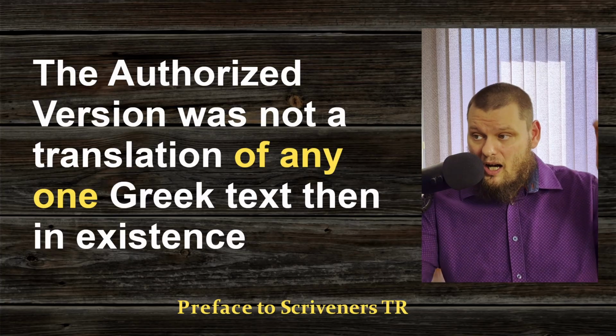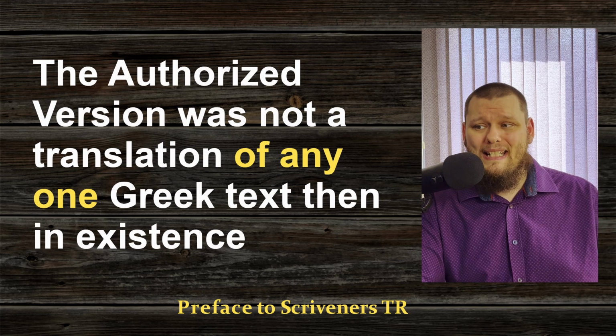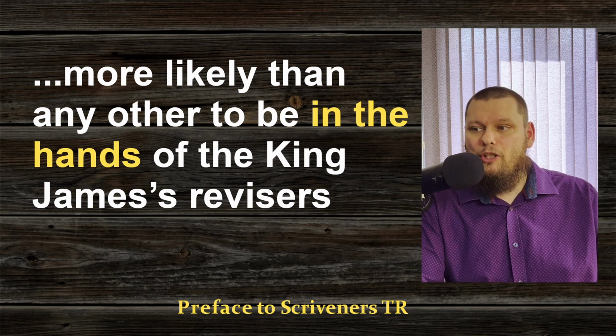Okay, and it's that according to those involved, the Authorized Version was not a translation of any one Greek text then in existence. Again, that's from the preface to Scrivener's 1881 edition. I think it's the 1904 Cambridge edition, actually, or the 1904 printing by Cambridge. It was also noted in the text that Beza's 1598 text was, quote, more likely than any other to be in the hands of the King James revisers. The second issue here is that we don't know of a single Greek text that was used. In fact, we know that it was multiple and there were other things involved.